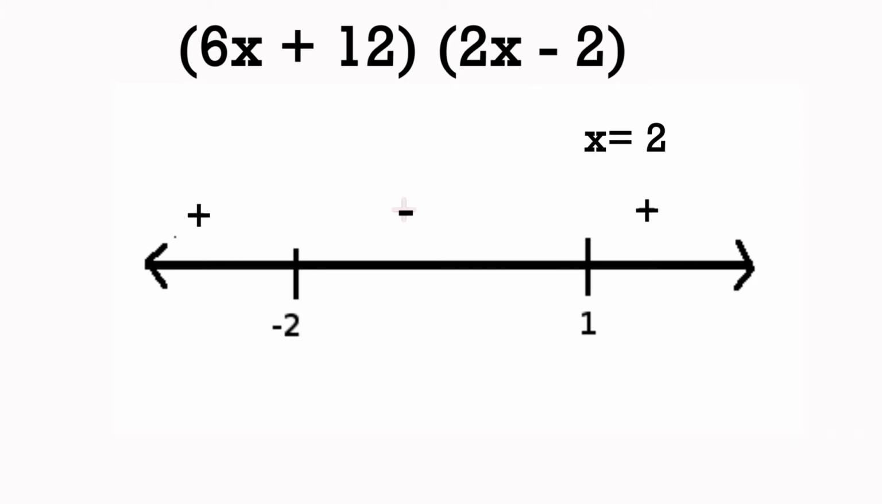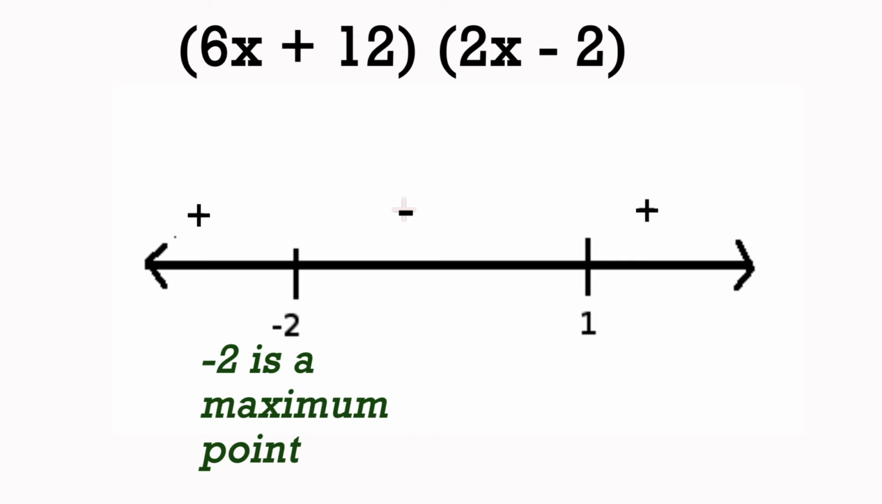Now let's plug in a number greater than 1. Let's try out 2. 2 times 6 plus 12 is a positive. 2 times 2 minus 2 is also a positive. Thus, we get a positive answer. Thus, after the function has passed 1, the function has begun increasing.